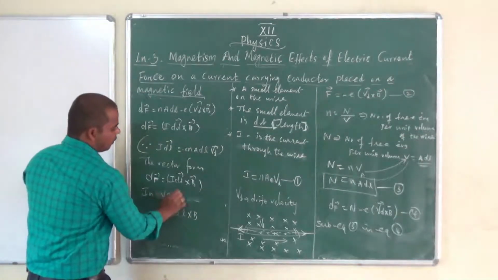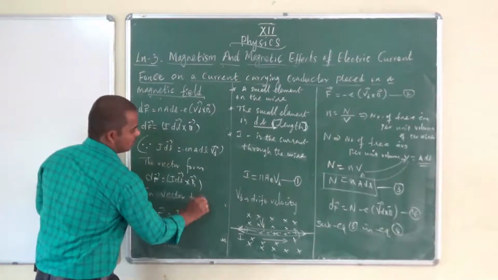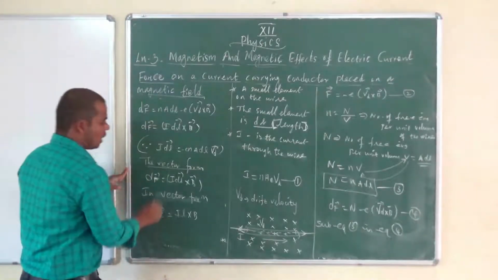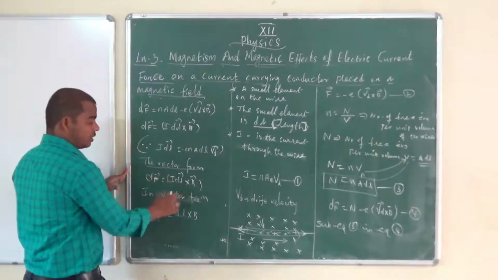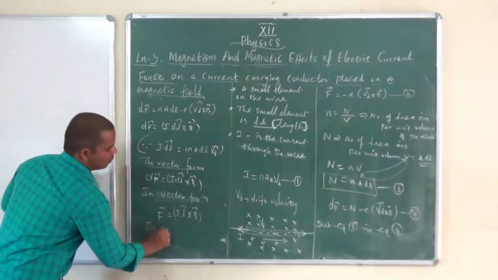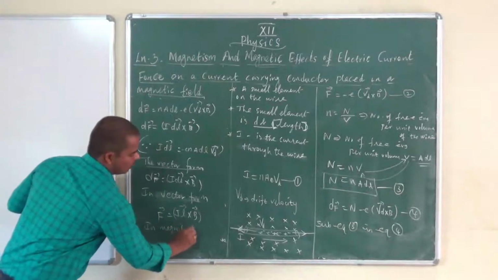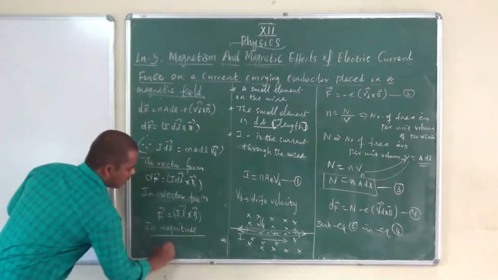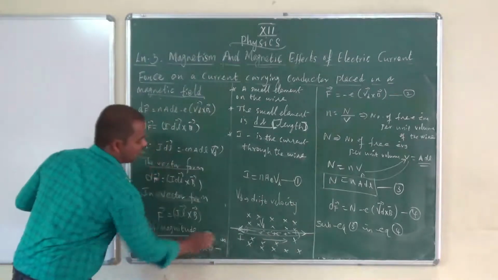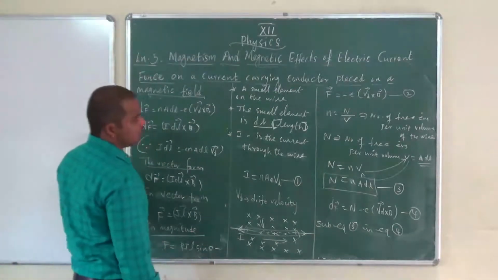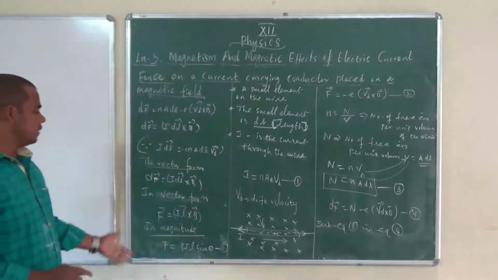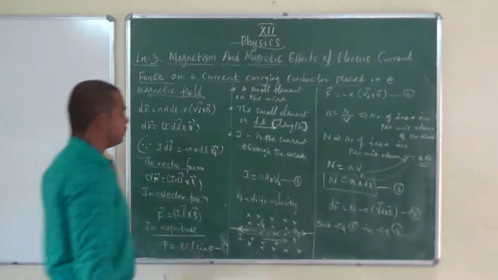In vector form, there is no vector form. This is vector form with current, this is vector form without current. So in the differentiation, but here there is no differentiation. In magnitude, what is that magnitude? F is equal to BIL sin theta. Equation number, the last equation was 4, this is equation number 5. Very important equation. F is equal to BIL sin theta.